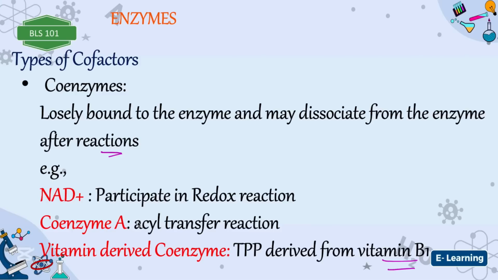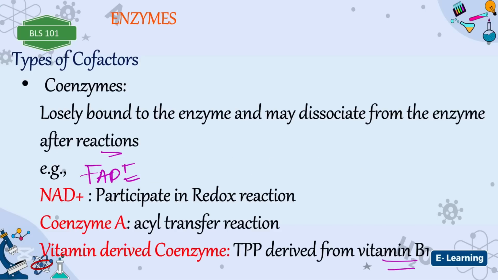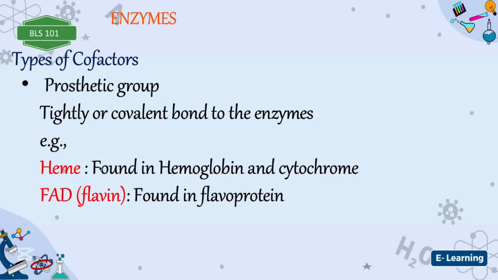We also have FAD+, which also participates in redox reaction, flavin adenine dinucleotide. All those ones, they fall under the category of what? Coenzyme. Is that okay? Now, sorry, flavin is for what is it called? Prosthetic group. Now, for prosthetic group, they bond tightly or covalently to the enzyme, e.g. the heme found in hemoglobin and cytochrome that gives them their color is a prosthetic group, but there's also a cofactor. Flavin adenine dinucleotide, which is FAD, found in flavoproteins, are also prosthetic group.